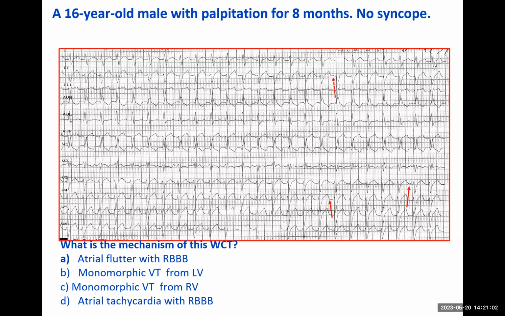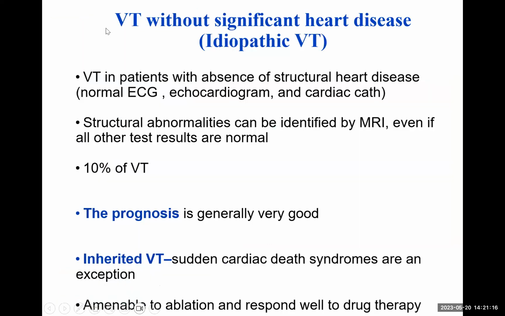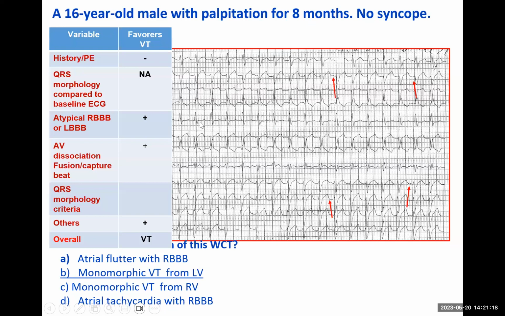It is the monomorphic VTAC coming from the left ventricle. Why? Because if you look at V1, this is RSR, like right bundle, so it's not coming from the right ventricle, it's coming from the left ventricle. In a young patient, this is characteristic for what we call fascicular VT. So here the history was not clear, but if you look at the bundle branch block morphology and the AV dissociation, this is actually pointing to a ventricular tachycardia.